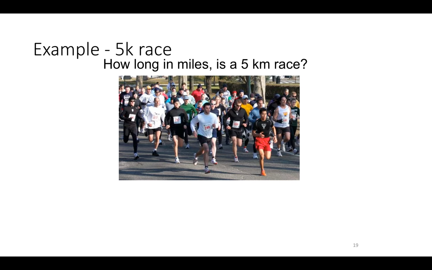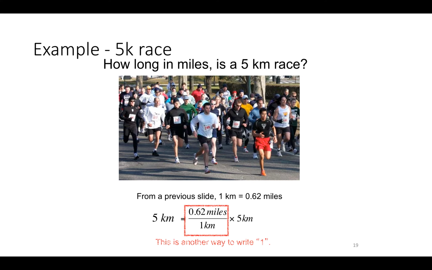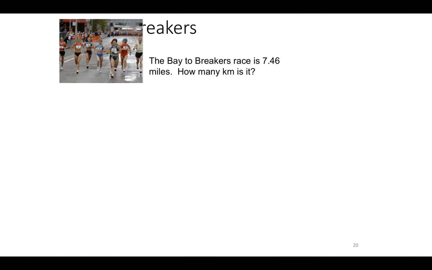All right. How long is a 5 kilometer race? Remember my thing where I said halve it and add 10%? You'll get really close on that. Let's do that one. Now, let's do it this way. From the slides, 1 kilometer is 0.62 miles. So 5 kilometers, 0.62 miles per 1 kilometer. Kilometers cancel. 3.1 miles. Those of you who've run 5Ks know that it's 3.1 miles.